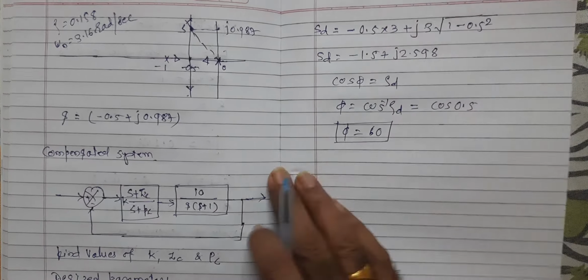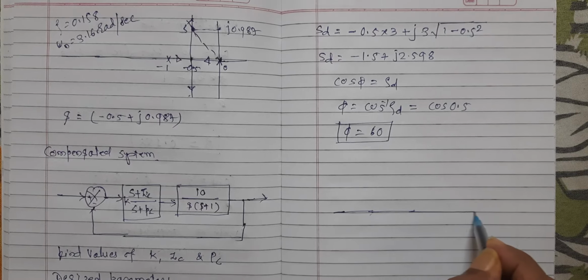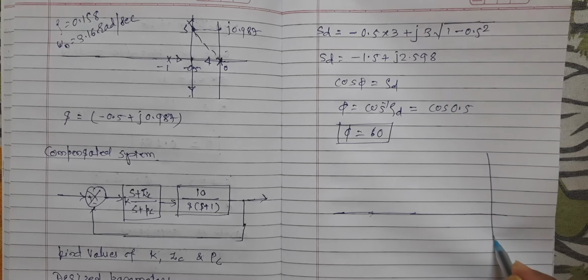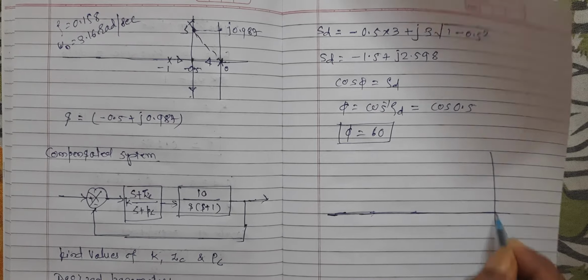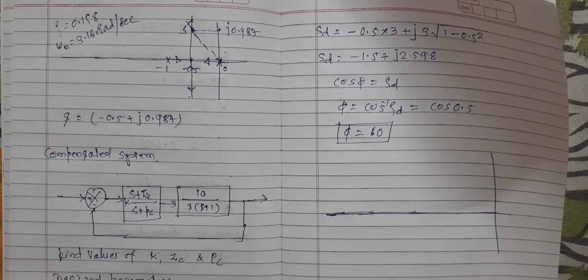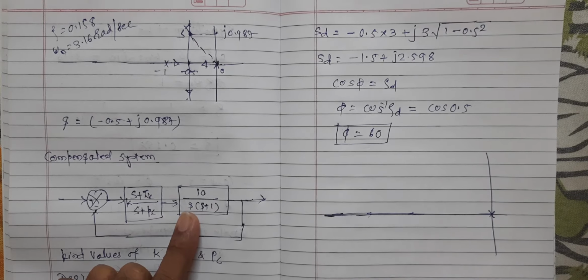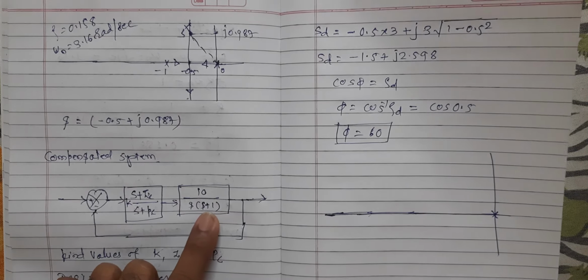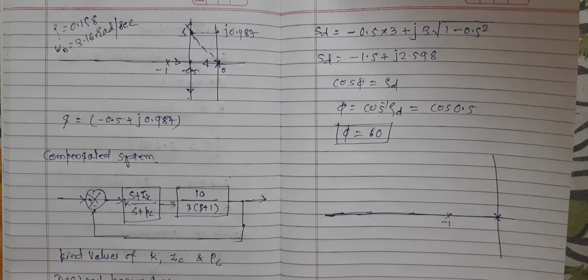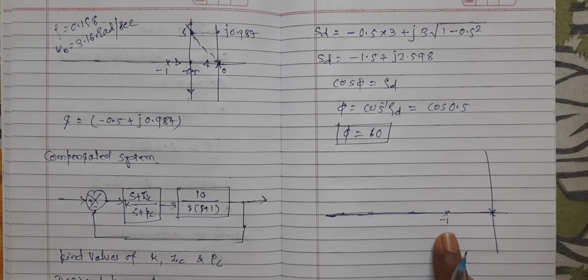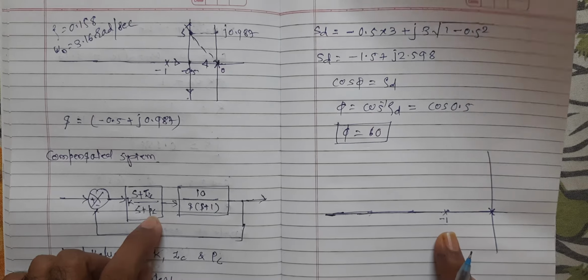Now again we will plot the graph here. Where is my pole first? It is equal to 0. So here is my pole. The second pole is at s minus 1. So s is equal to minus 1, so here is the minus 1. This ZC and PC is unknown.